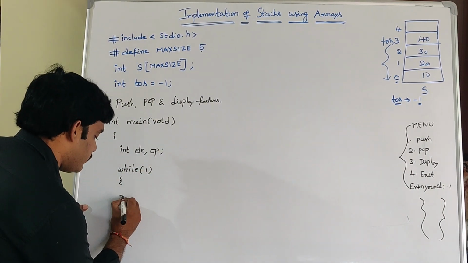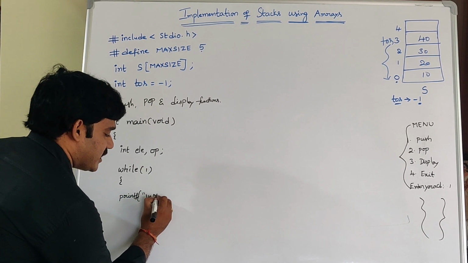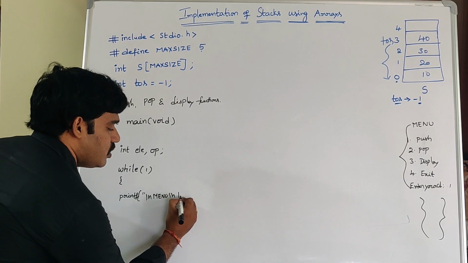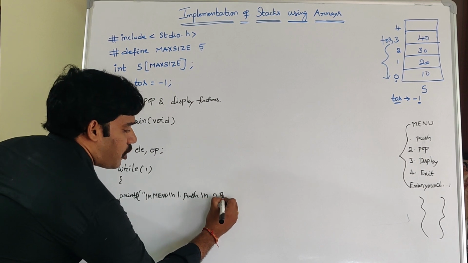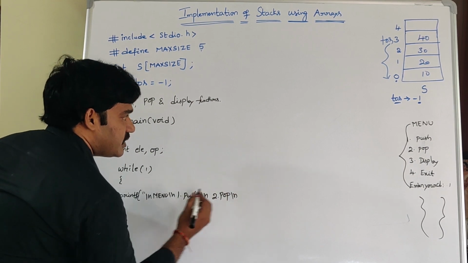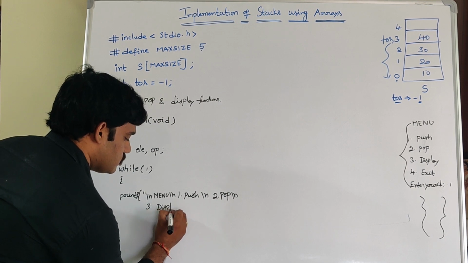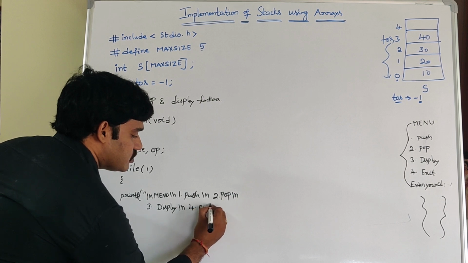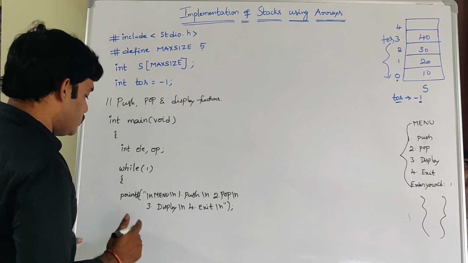So printf menu \n, 1 is push \n, 2 is pop \n, 3 is display \n, 4 is exit \n. So this is my menu.